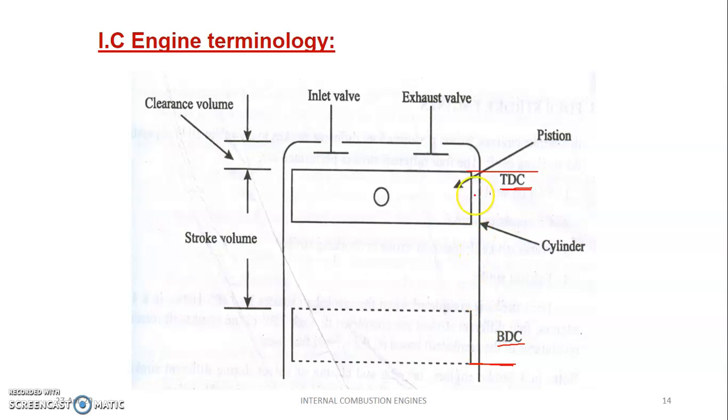Whatever the volume covered while moving the piston from top dead center to bottom dead center, that is called stroke volume. We can observe when it moves from here to here, this volume is called stroke volume. So I think you understood what is stroke. That is the distance traveled by the piston from top dead center to bottom dead center, or from the cover end to the crank end, is called stroke.